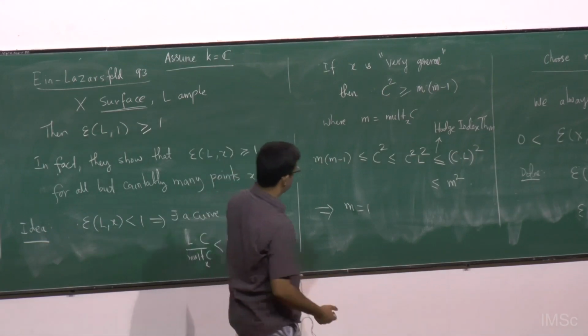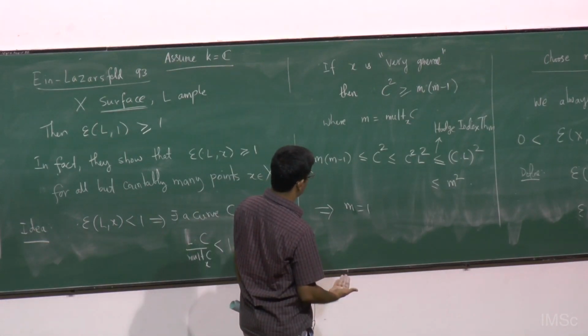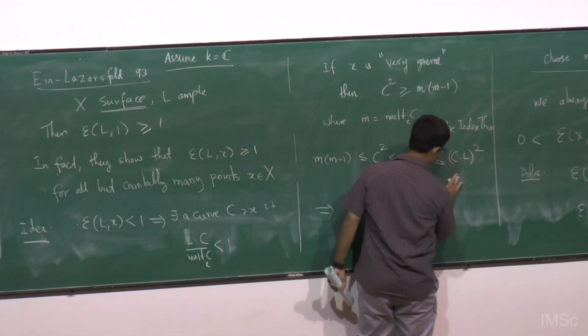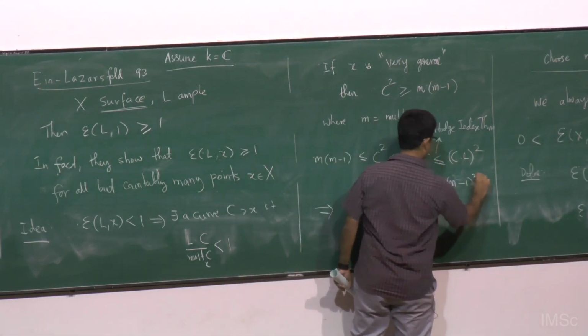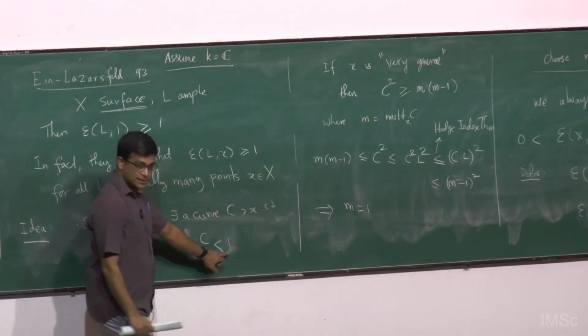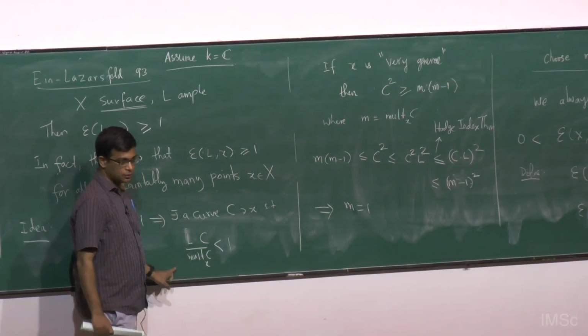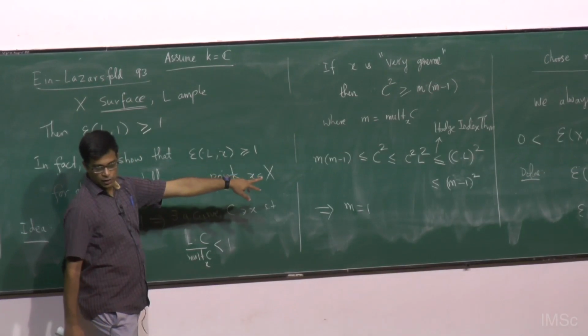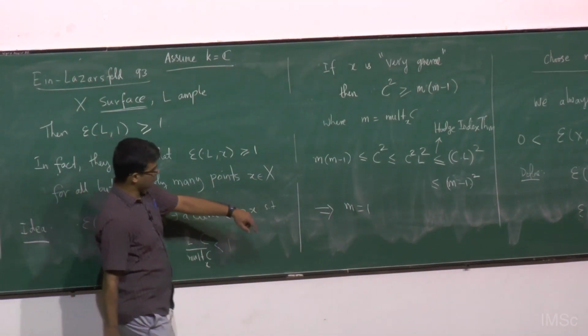So sorry. What did I show here? Sorry, this is actually not correct. So this is m minus 1, because C dot L is less than m. So C dot L is less than or equal to m minus 1 squared. Now we can say that m is 1.